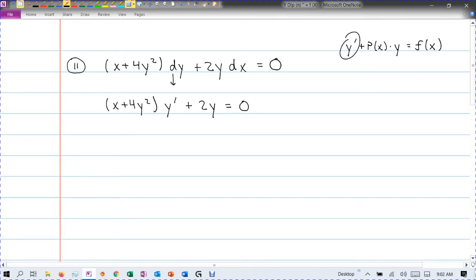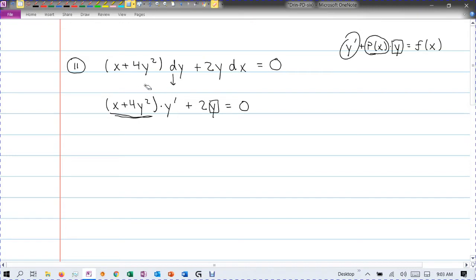And now what we notice here is a little bit of a problem, because when we look at the coefficient in front of y prime, that is supposed to be a 1, so we have to divide through by it. But the problem is that we need to have p of x, a function of x only, and then y by itself. When we divide through by this, we're actually going to have a y in there, and we need it to be just a function of x. So that's not going to work.